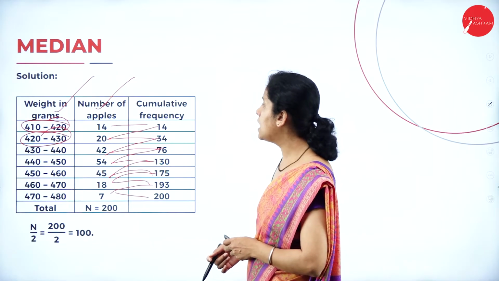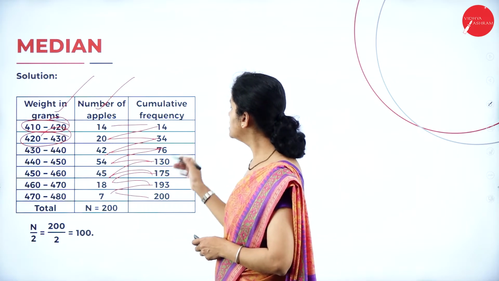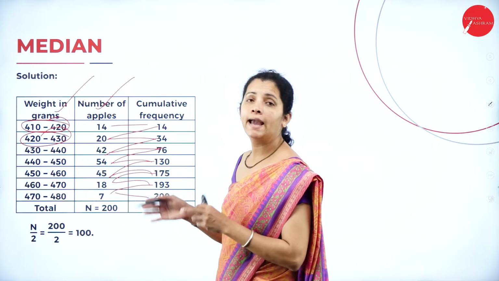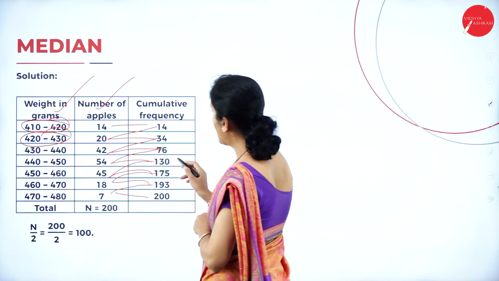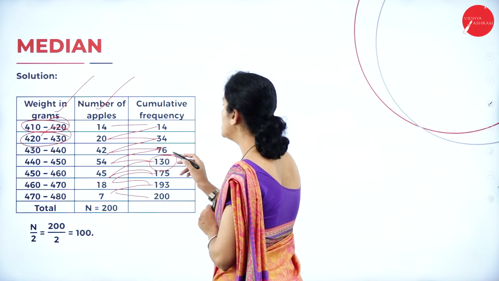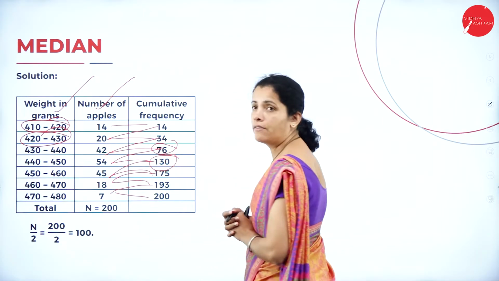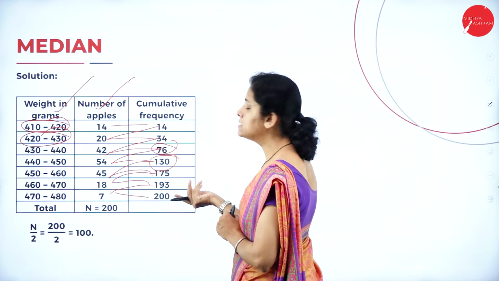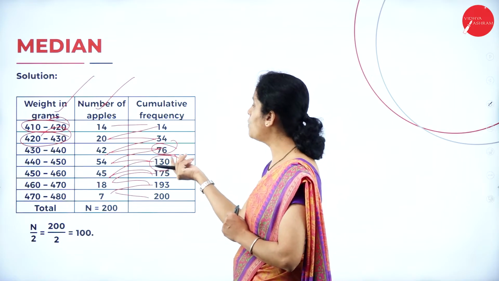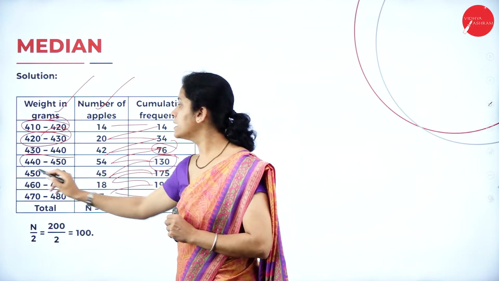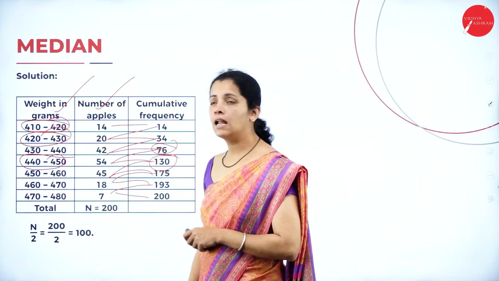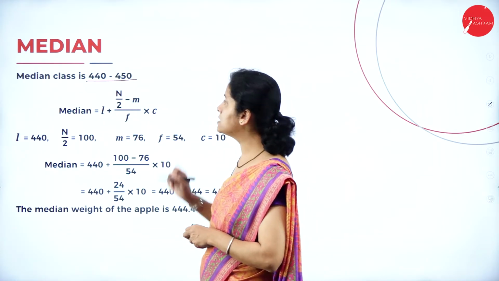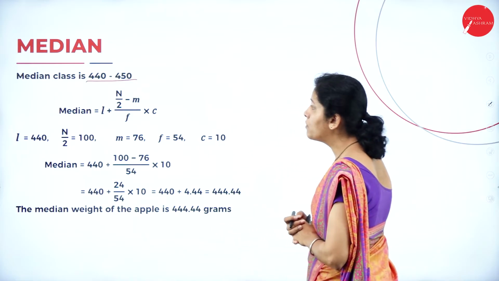The median class here is, see here, if I consider the cumulative frequency, what is my n? N is 100. And here I have 130 and 76. Okay, and what's the median I have? Median is nothing but the midpoint. So here 130. And what is the range here? What is the median class? 440 to 450. So median class is 440 to 450.